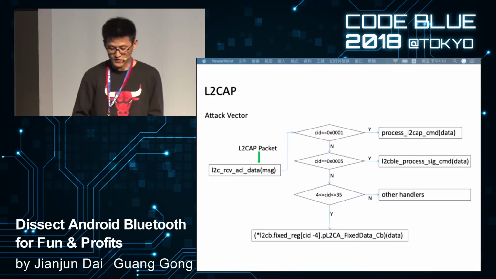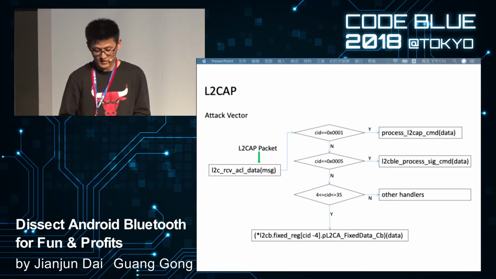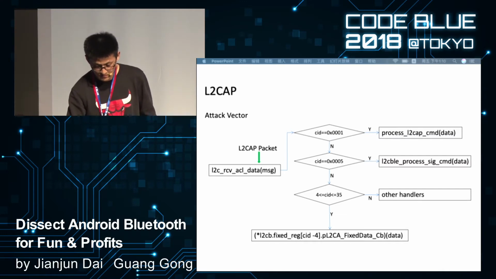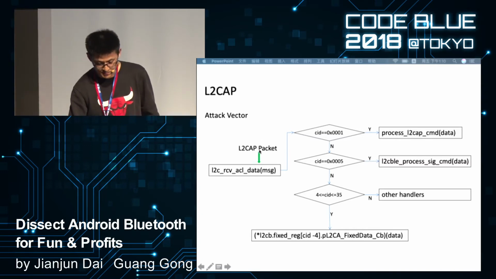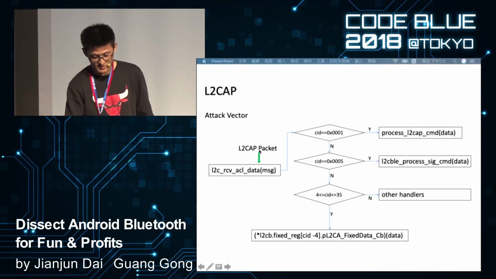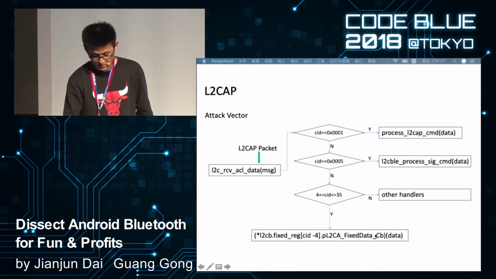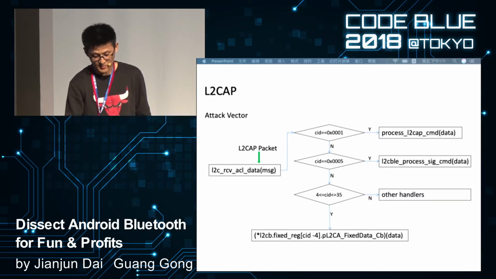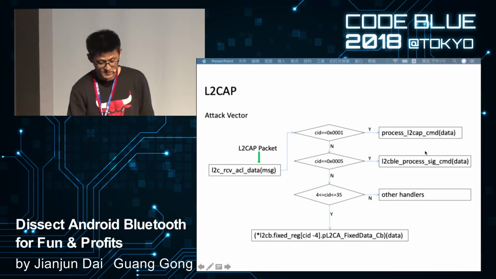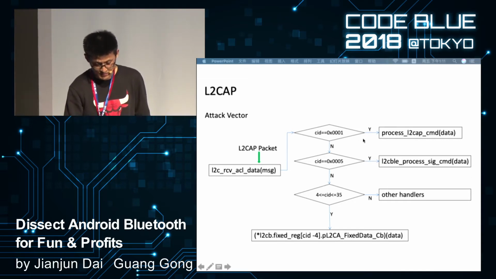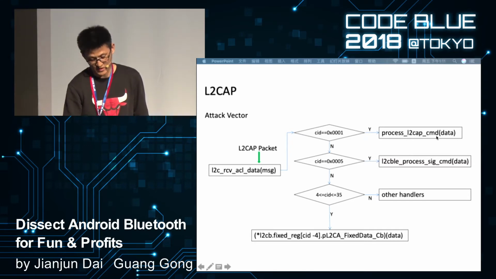The flowchart of the L2CAP attack vector is probably like this. When an L2CAP packet is received, it will be sent to the function L2C_RCV_ACL_DATA. Based on the CID, the payload will be passed into different handler functions. If the CID is 1, it will enter process L2CAP CID CMD.